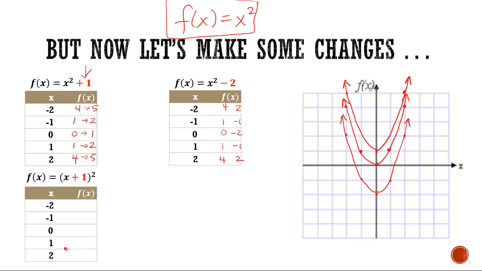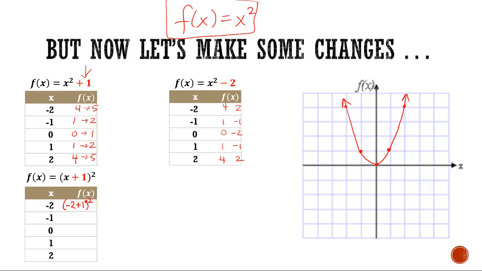So let's take a look at the next one. What if we add 1 inside the bracket? That's a little bit of a difference. If you add it outside, it's just affecting the outputs directly up and down. But if you do it to the inside, it's going to make it a little different. So now, if we put it in, then we'll have -2 plus 1 squared. So that -2 is first being added by 1 and then being squared.